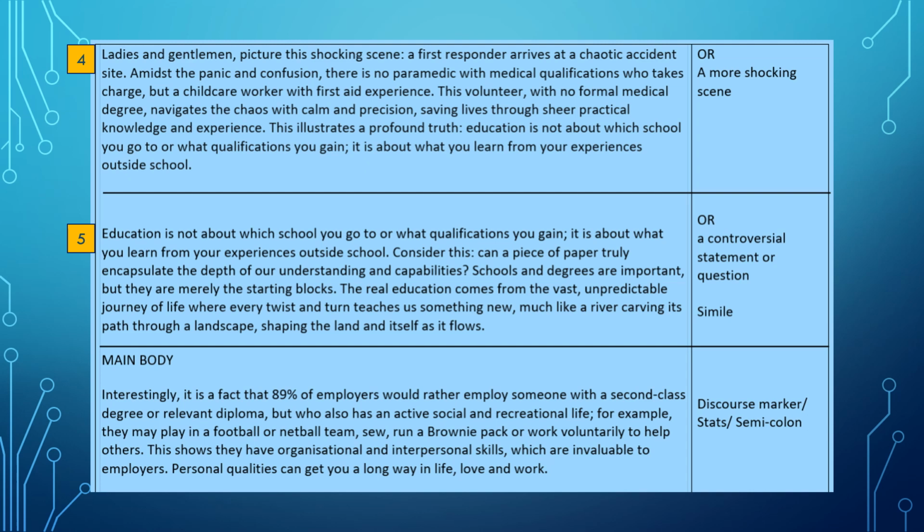Interestingly, it's a fact that 89% of employers would rather employ someone with a second-class degree or relevant diploma, but who also has an active social and recreational life. For example, they may play in a football or netball team, sew, run a brownie pack, or work voluntarily to help others. This shows they have organisational and interpersonal skills which are invaluable to employers. Personal qualities can get you a long way in life, love and work.